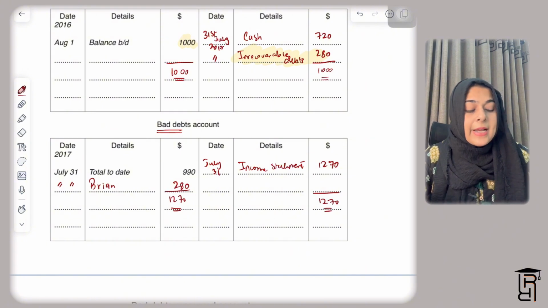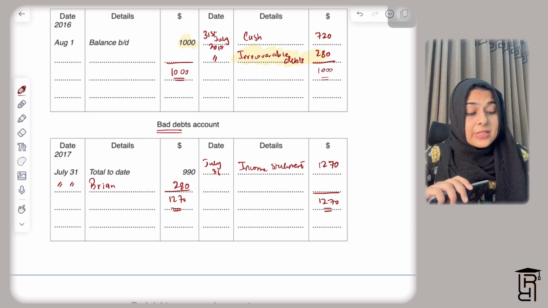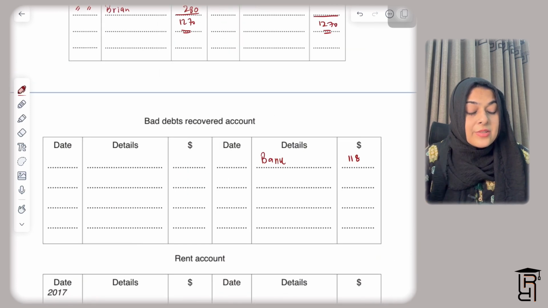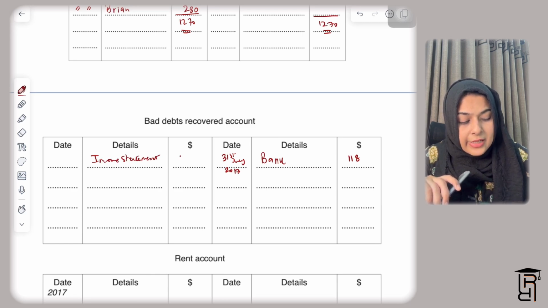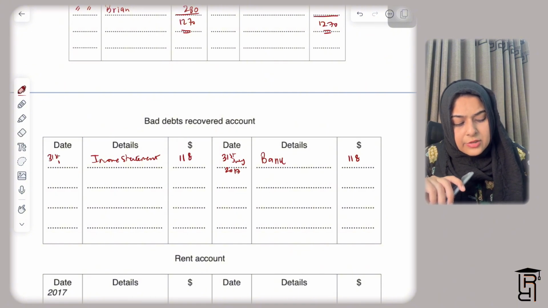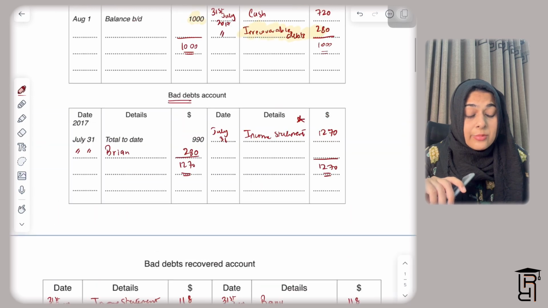What is happening here is that the irrecoverable debts account is being credited and the income statement is being debited, because this is the transfer journal entry which is taking place. We also need to transfer the debts recovered to the income statement. On the credit side of the debts recovered account, I have written bank and 118. Now I will transfer this 118 to the income statement. On the debit side of the debts recovered account, I'll write income statement, 118. This will be 31st July 2017, and the debts recovered account will balance at 118.